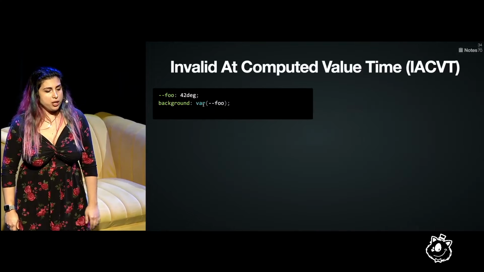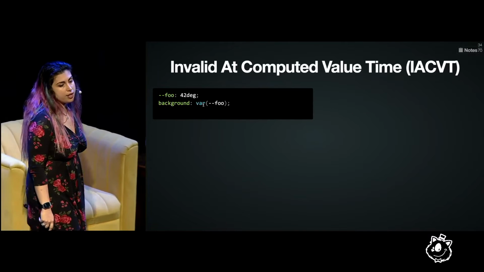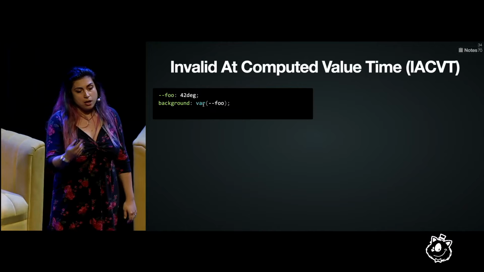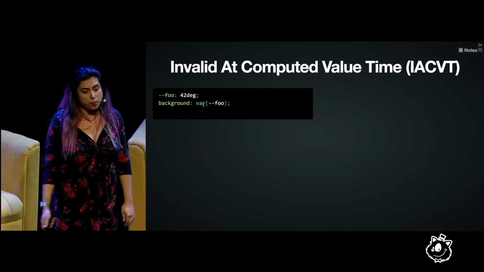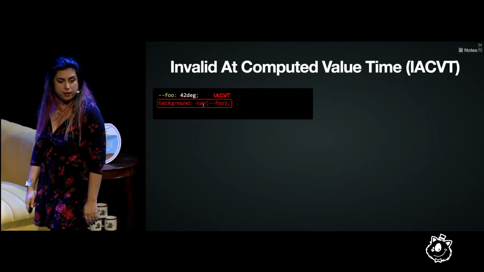There are a number of cases where we might end up with a declaration that is invalid at computed value time. One of them we just saw is if the browser cannot understand the value of this property once substitution has happened.